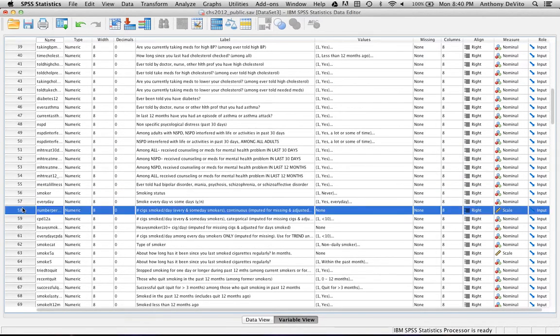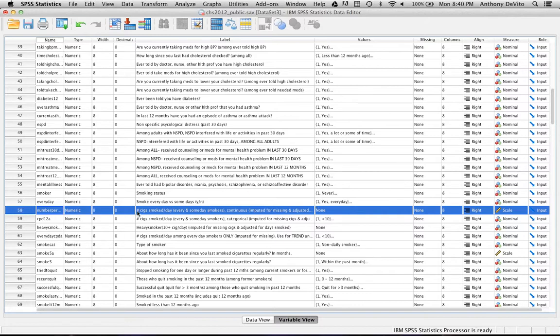Number of cigarettes smoked a day. You can calculate the average number of cigarettes smoked a day. How about that? Let's compare the average number of cigarettes smoked a day to feelings of worthlessness. That sounds like depressed people or anxious people might smoke more cigarettes, right? So let's give that a try.